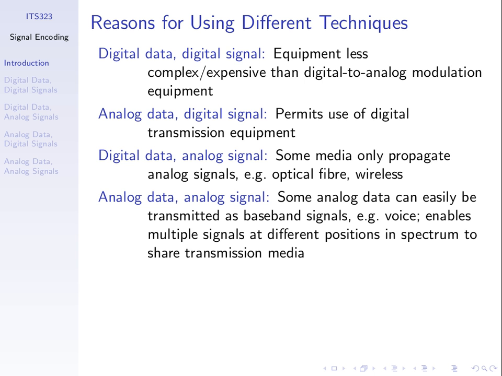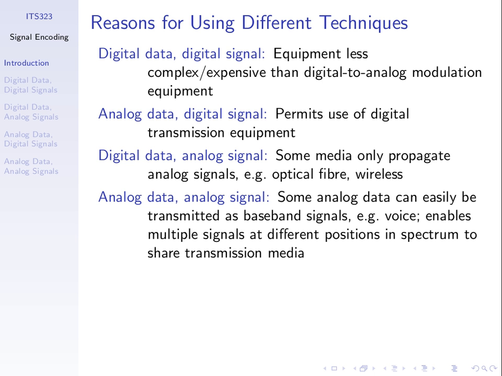What about using analog data, sending a digital signal? Well, the advantage of converting from analog into digital is that we can take advantage of the digital transmission equipment, of digital transmitters, which are generally cheaper to build, to implement, and to deploy than analog transmitters. We can use repeaters as opposed to amplifiers, and it's better in terms of reducing bit errors. So there are advantages of using digital transmission equipment, sending digital signals, even if we have analog data. So sometimes it makes sense to convert the analog data into digital data, digital signals.